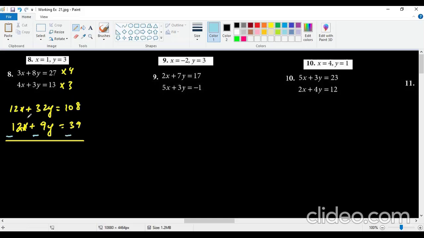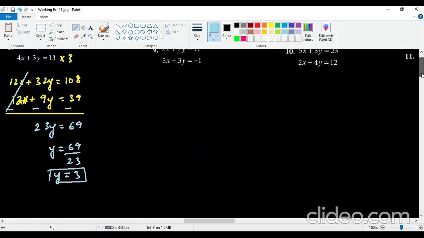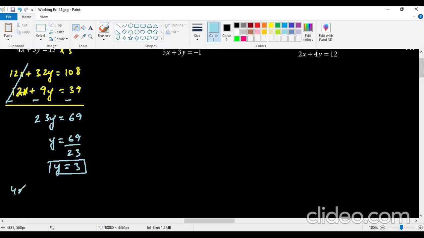These two are going to be cancelled, and 32 minus 9 is going to become 23y, and 108 minus 39 is going to become 69, and 69 divided by 23 is going to become 3. So y equals 69 divided by 23 is going to give us y equals 3. Taking any equation, 4x plus 3y, I will write here 4x plus 3y equals 13.